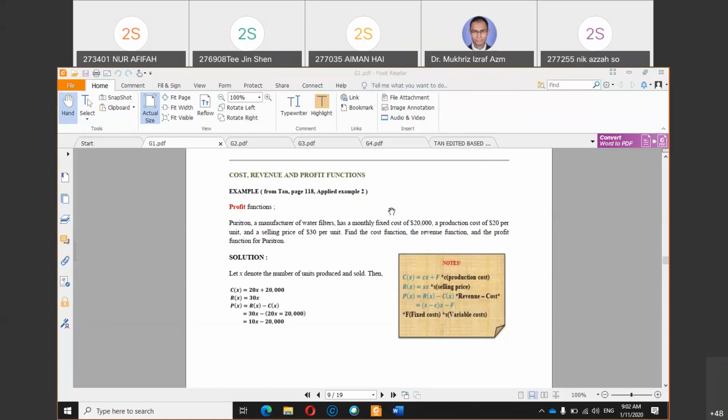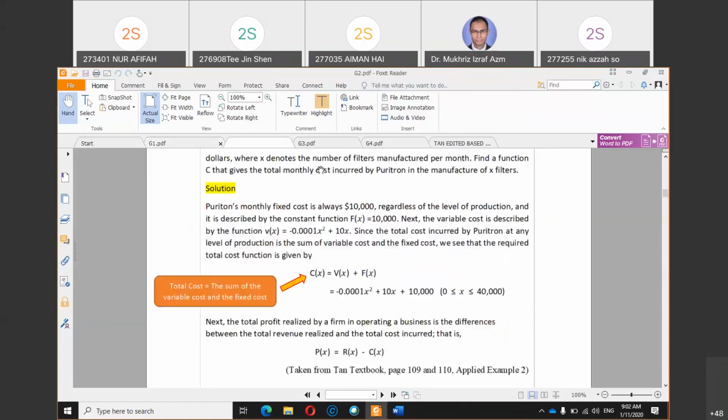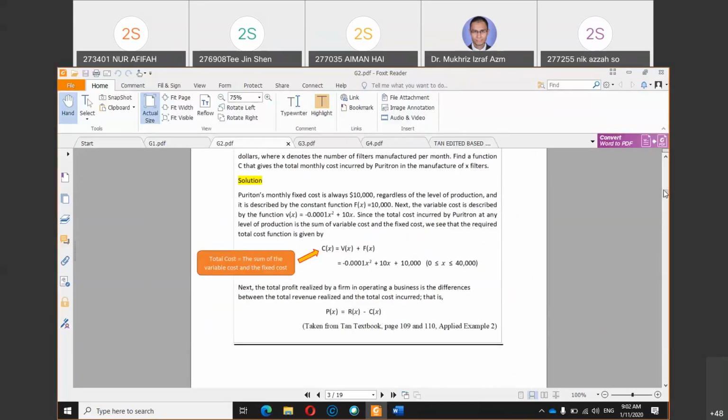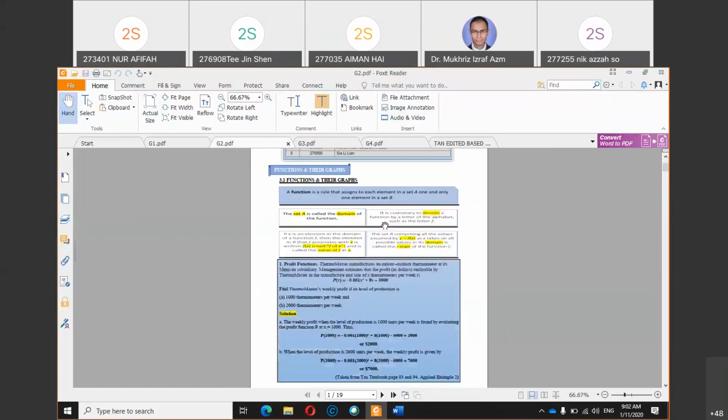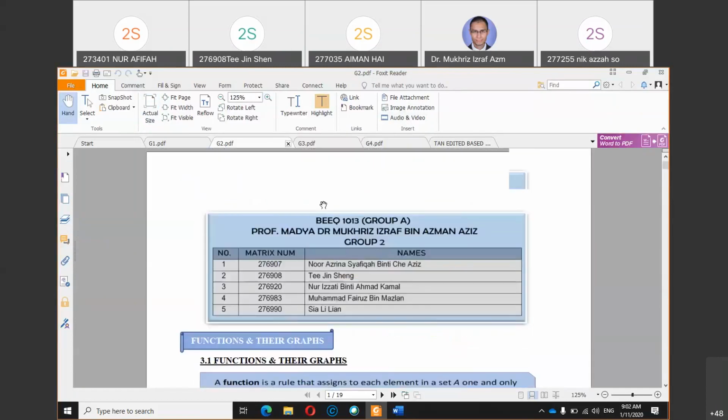Okay, let's go to the second group first. We let Afifah continue after this. Okay, group number 2. So group number 2: Azrina T., Nur Izzati, Muhammad Fairuz Sialian. So, do you already know who is going to speak? Sia: Yes, good morning.